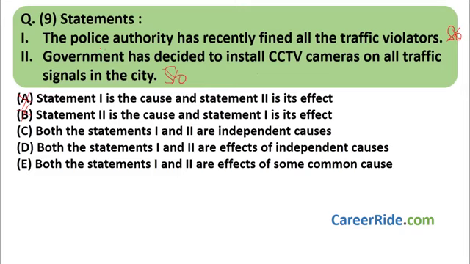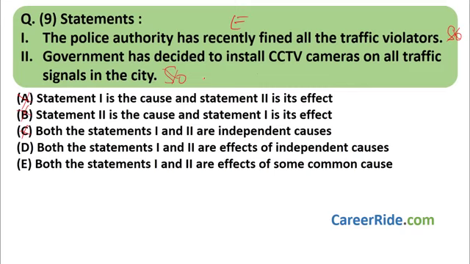Now over here, police authority has recently fined all traffic violators, so they have taken some action. So this action which they have taken is the effect of something. They might have caught the traffic violators and then they might have fined. So this is an effect. So again option C is not there, right? Now let us check out. So that means this is an effect. What is the second one?